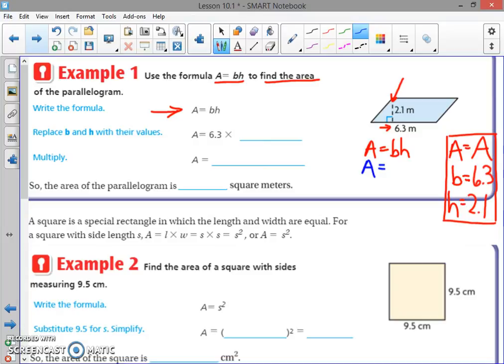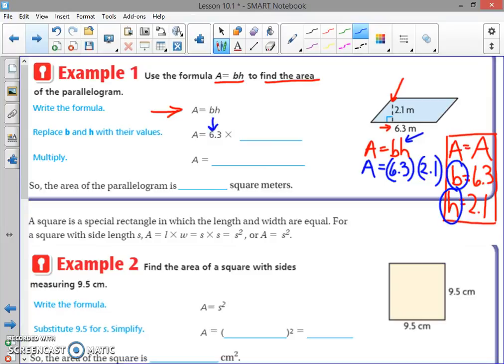Damiani? So the base will get parentheses and the height will get parentheses, because we know when two variables are stuck together like that, it means multiply. We're finding the product. So we're going to take our B and fill it in for the B. We're going to take our H and fill it in for the H. Okay, so they have that right here.